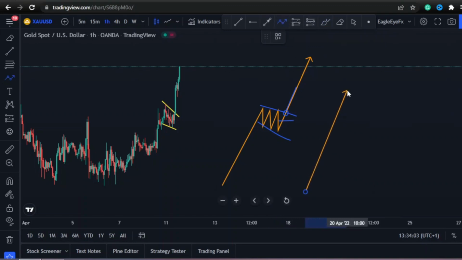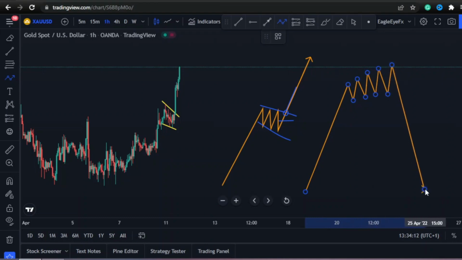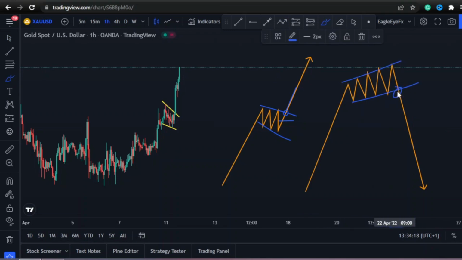Another thing I'm looking for is, when I see an impulse move and then I see this pattern over here, then I know I'm now looking for sells. When I see this pattern over here, I'm waiting to enter my sells here. Then my first target is this level over here.